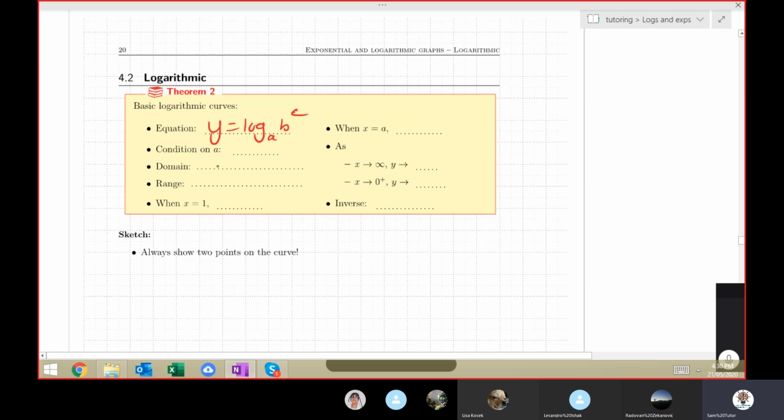The domain would be the opposite of your exponential. So your exponential domain was all real x, and your range was y is greater than 0. Your log domain is x is greater than 0, and your range is all real y. So can we see that? It's the exact opposite. Domain is x greater than 0. Range is all real y.